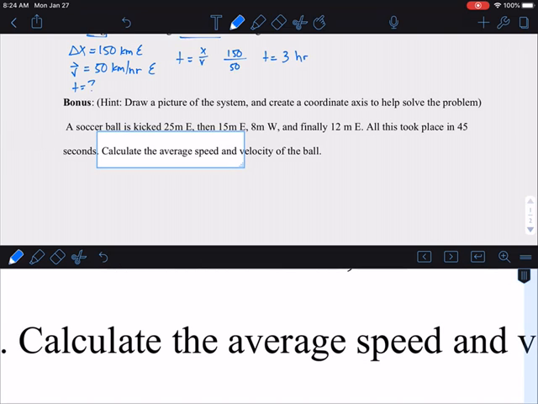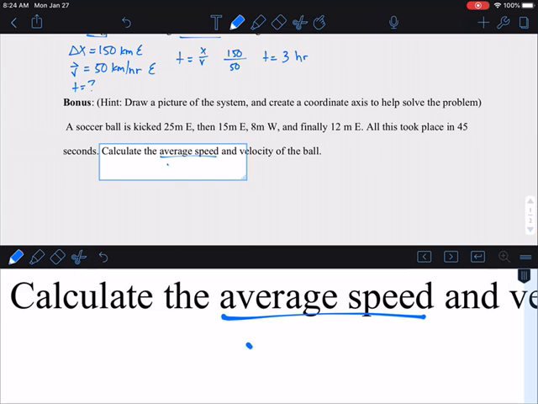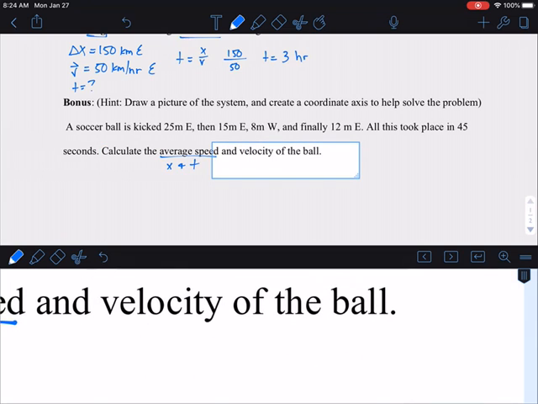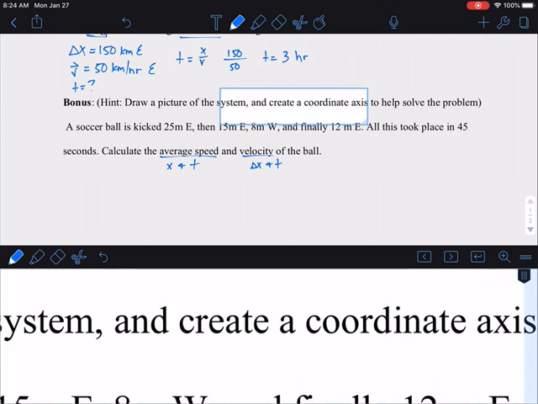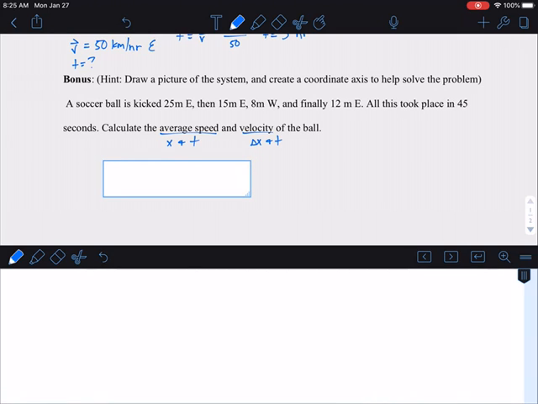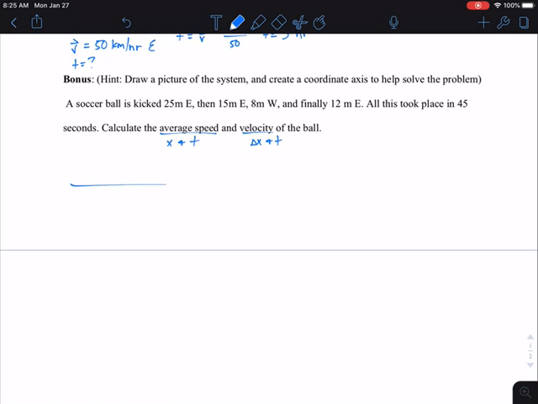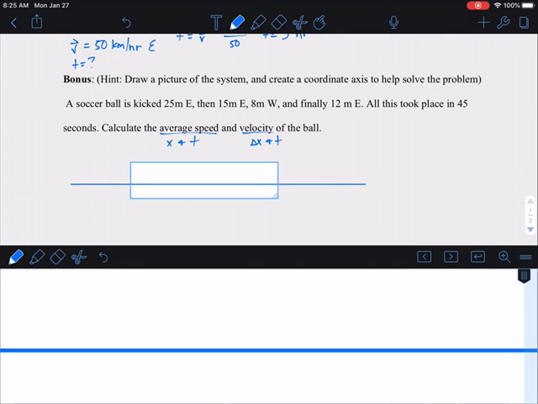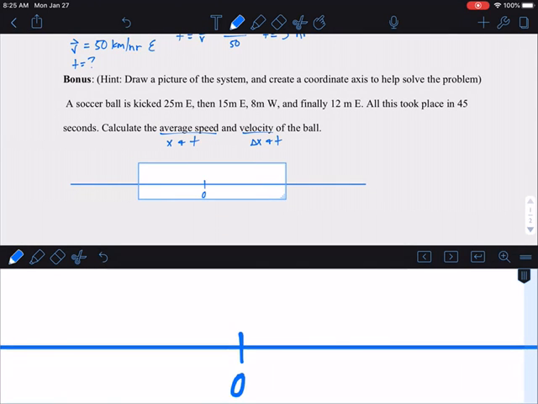All right. Well, in order to calculate the average speed, the two things we need are x, which is distance, and we need t. And then for velocity, we need the displacement and time. So create a coordinate axis. You can also call it a number line. So let me go ahead and create a number line here. We'll put 0 here in the middle.